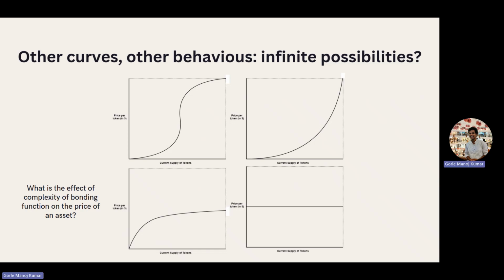So that one probably you would know, that's a sigmoid function, that is an exponential function, this is flattening, and that is a constant price. The last one is the most boring.